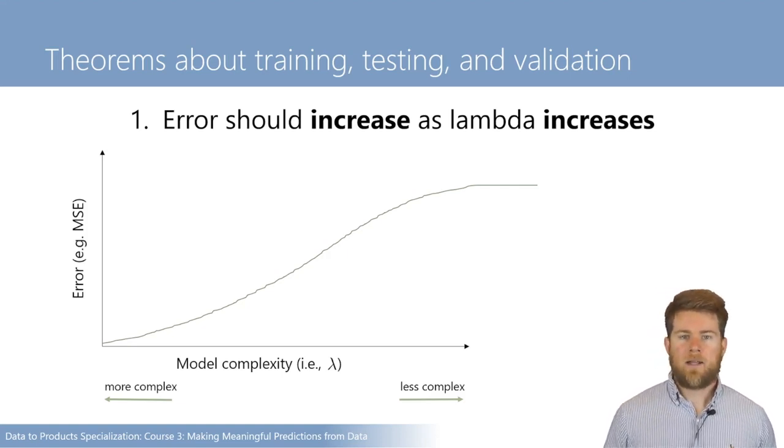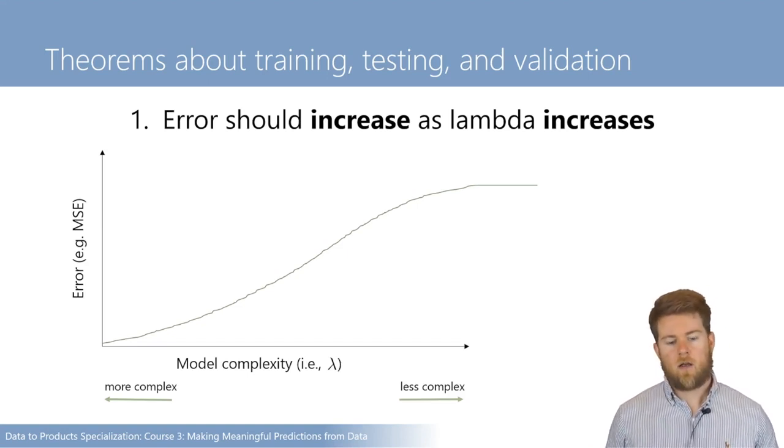So as you increase the trade-off of accuracy versus complexity in favor of accuracy, that's the left-hand side, you'll have lower error. As you increase it in the favor of having less complexity, you will have less complex models and higher error.